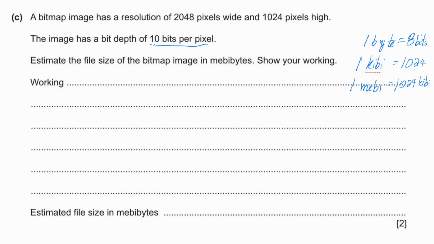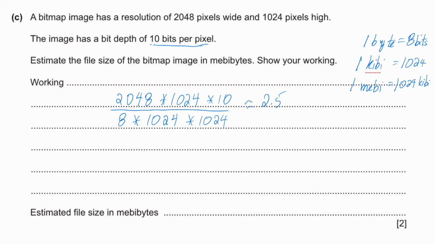So to figure out how many bits there are, we're going to do 2048 times 1024, because that gives us the total number of pixels in our image, and then we're going to multiply that by 10 bits for each pixel. And then we're going to divide that by the number of bits in 1 megabyte. So to do that, we're going to do 8 bits times 1024 for one kilobyte times 1024 for 1 megabyte. And we're going to get something like 2.5. So our answer is going to be 2.5 megabytes.